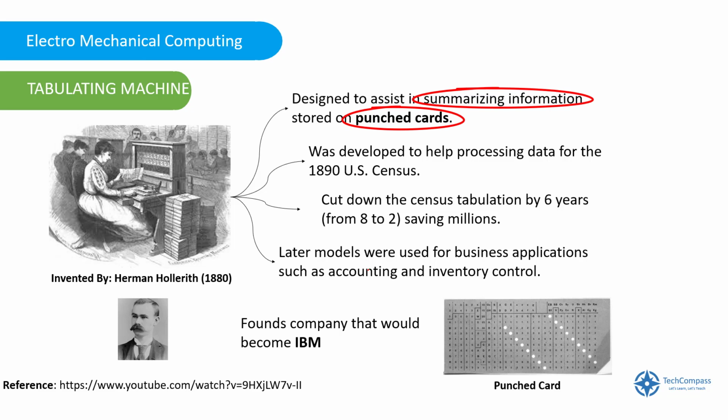Developed to help process data of 1890 US census and helped in reducing census duration from 8 years to 2 years. Punch card is popularly used for other business applications like accounting and inventory control. Herman Hollerith founded a company which later became IBM.